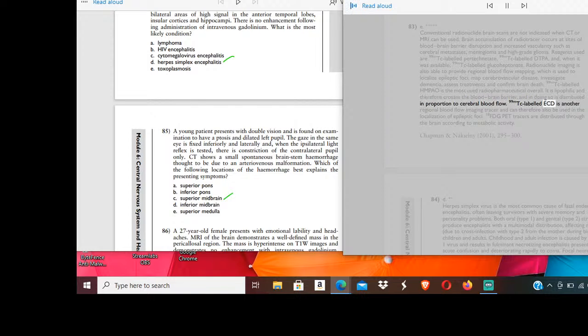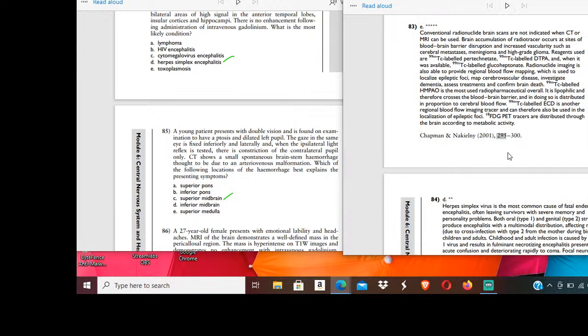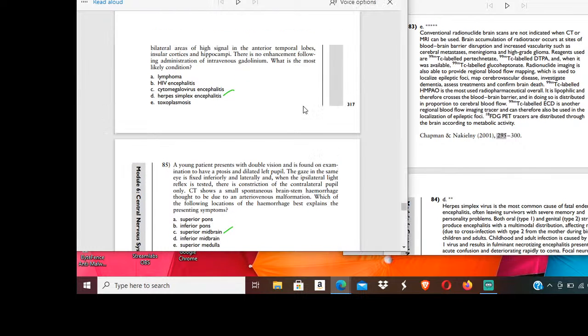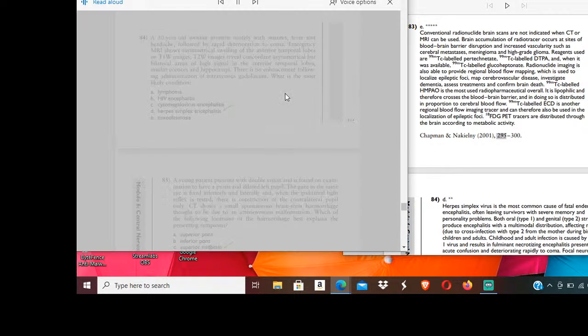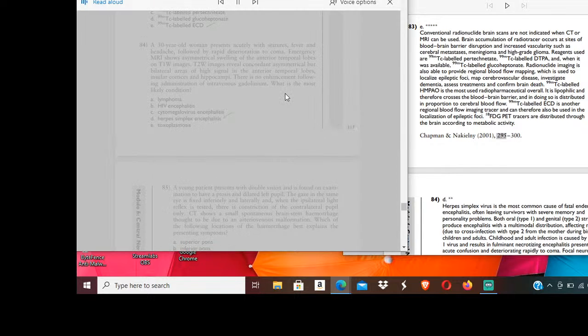99mTc-labeled ECD is another regional blood flow imaging tracer, and can therefore also be used in the localization of epileptic foci. 18F FDG PET tracers are distributed through the brain according to metabolic activity. C. 99mTc-labeled pertechnetate. D.